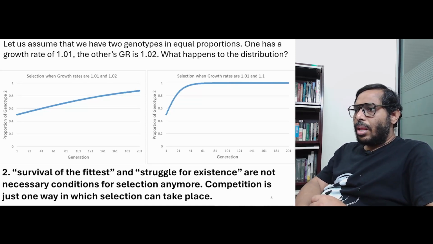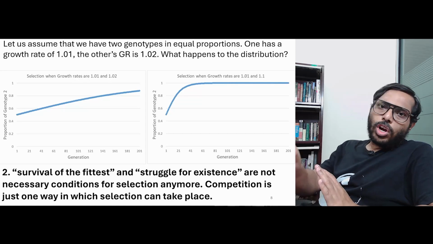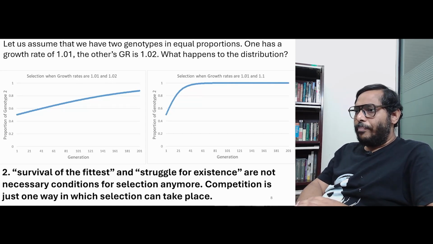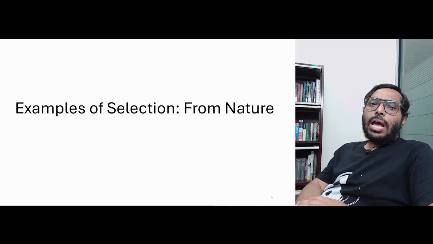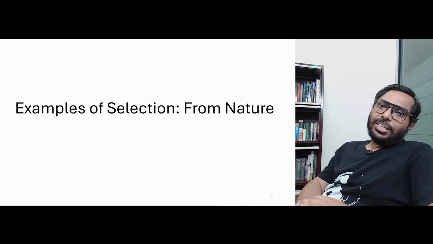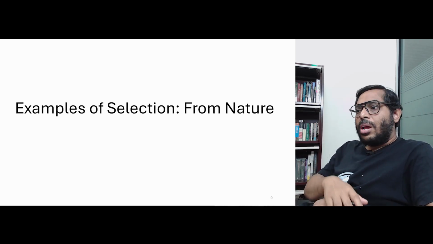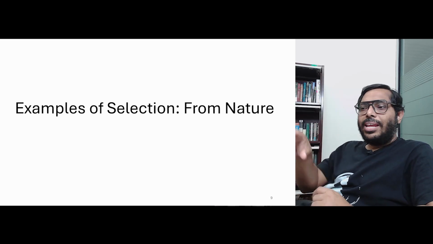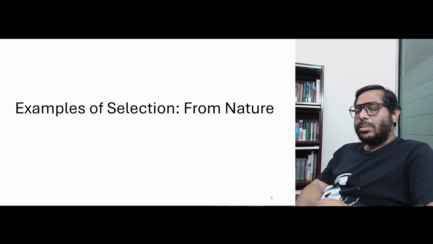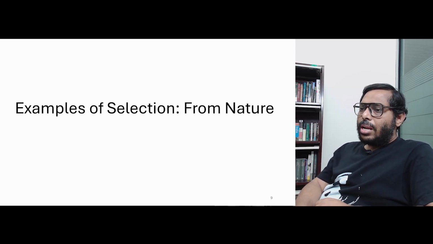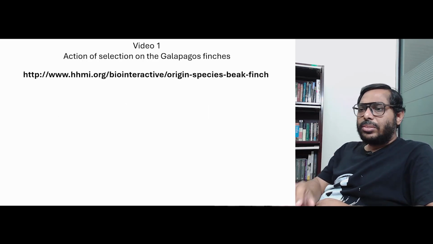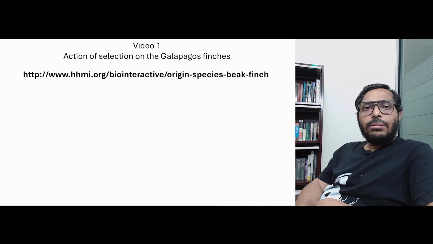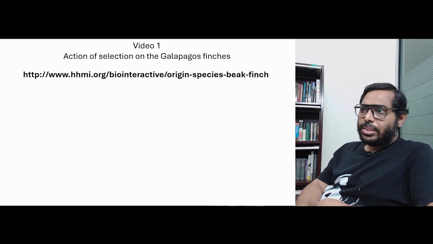So, given these two features, we are going to talk about many other features of selection as we go forward. What we will do is we will have a quick look at examples of natural selection, and we will look at them from many different areas. The first two examples are going to be from nature, and in both these cases I am actually going to lead you towards some videos. The first video that you should see is the action of selection on the Galapagos finches. This is the HHMI link that I want you to go to and watch that video.